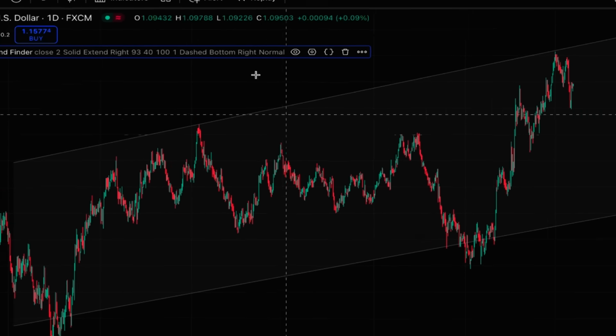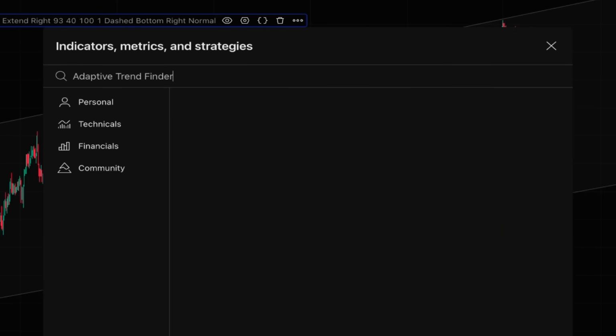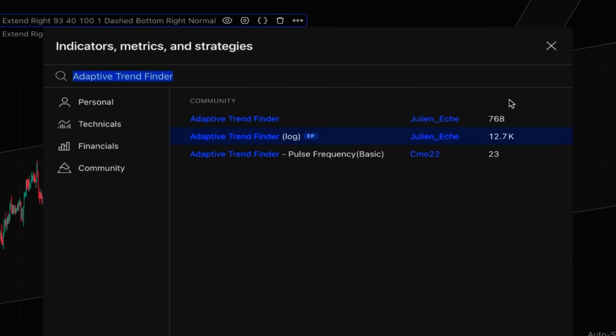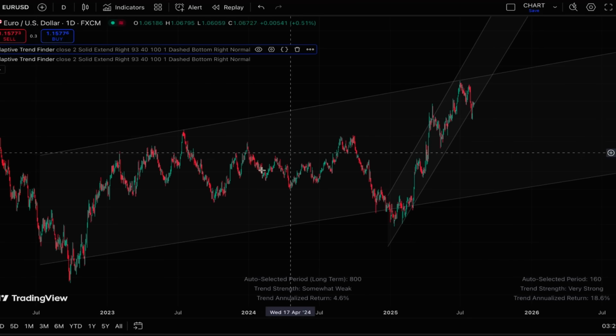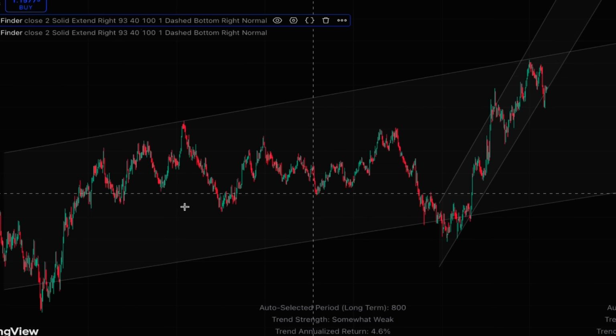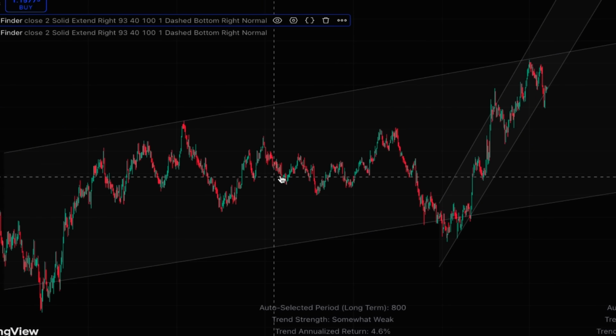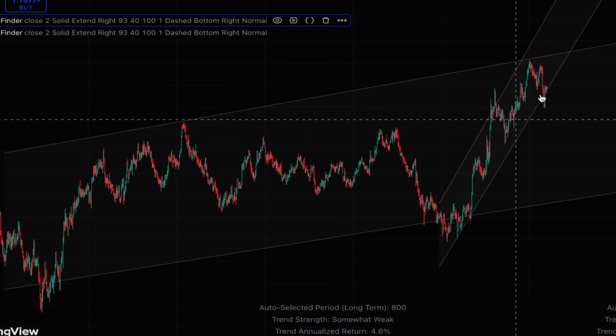An effective way of using this indicator is having two of this indicator on your chart, one short-term view and the other long-term view. For example, here in the longer term perspective, the trend is up, and in the shorter term perspective, also the trend is up, as you can see.